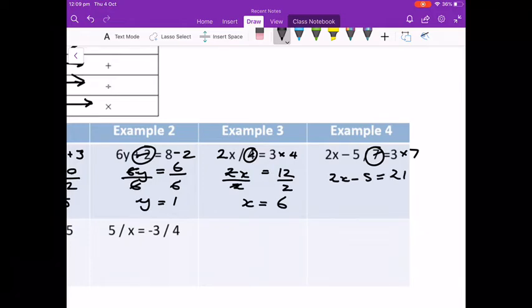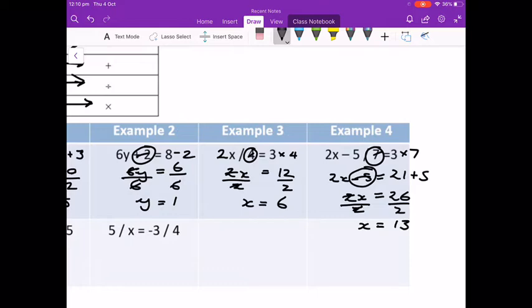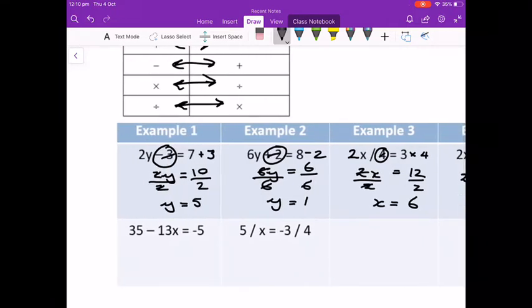Now, the last step that's happened in this new equation is take 5. The opposite is plus 5. So 2x equals 26. I'm going to divide both sides by 2 because I only want 1x. And 26 divided by 2 equals 13. So x equals 13. How do you check that it works?